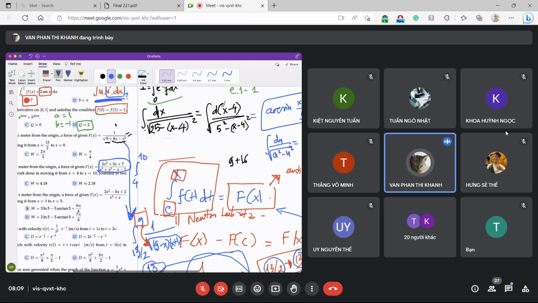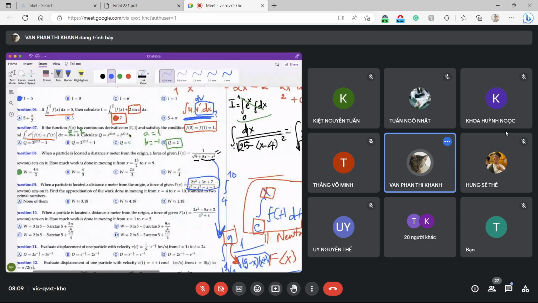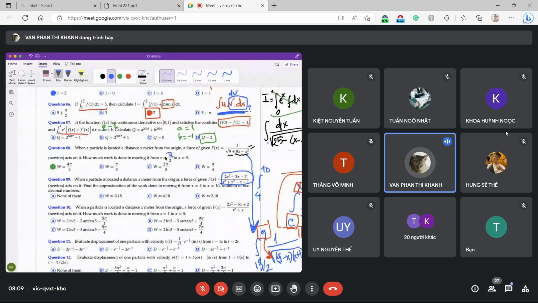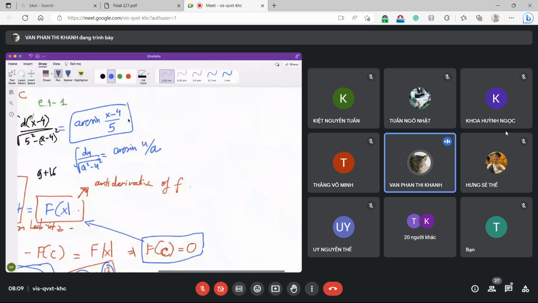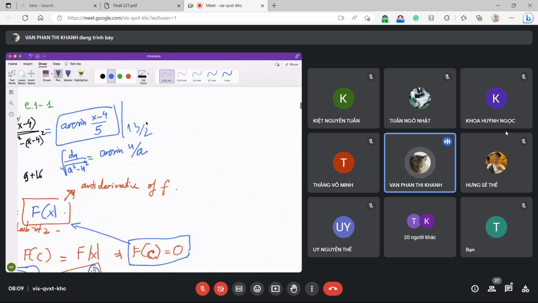And after that, you substitute the values at what? At 13 over 2 and 9. So our integral is equal to what? Arcsine of (9 minus 4) is 5 over 5, which is 1, minus arcsine of what? Arcsine of (13 over 2 minus 4) over 5. So what is the answer, class?